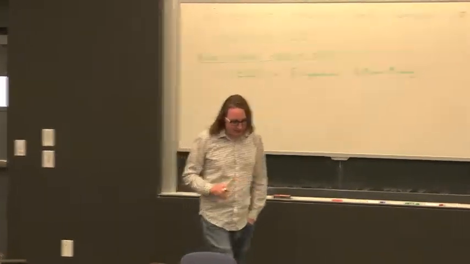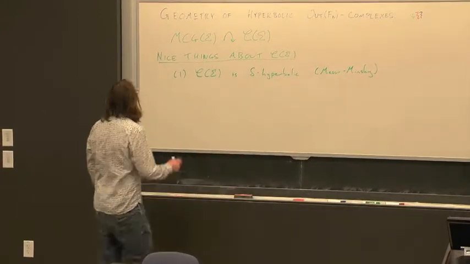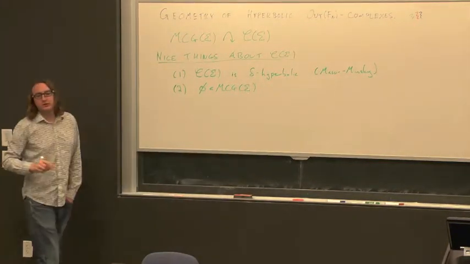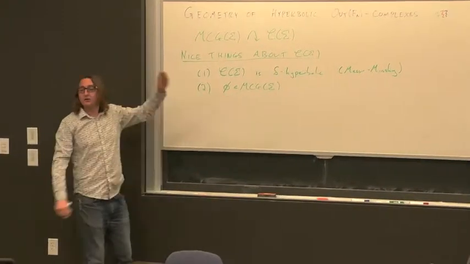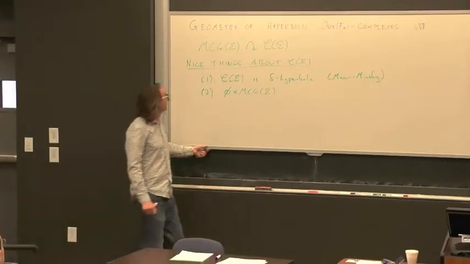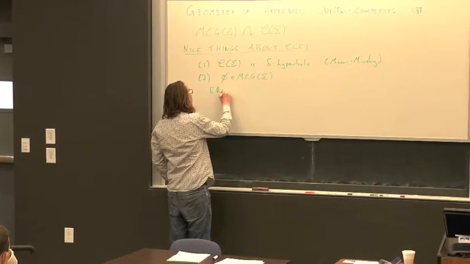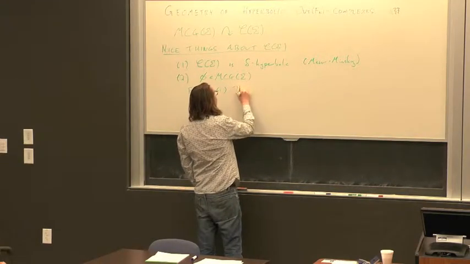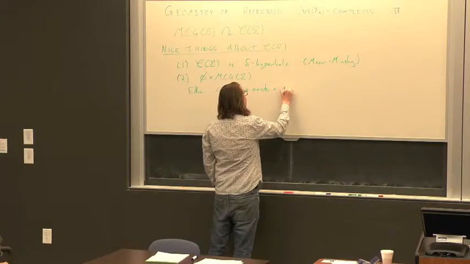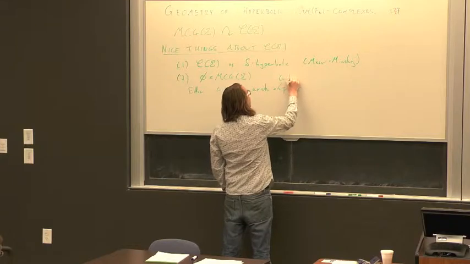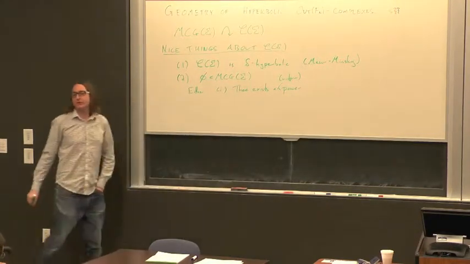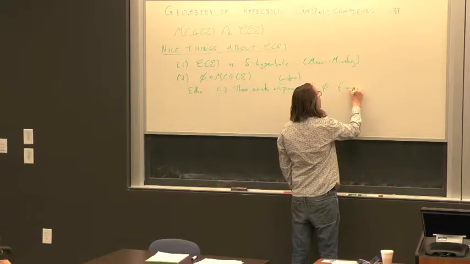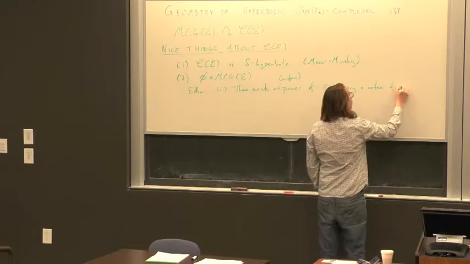Another nice thing: if you take an element of the mapping class group of the surface, you can look at the dynamics of how this element acts on the curve graph. And one of two things can happen. Either the first thing that could happen is that there exists a power, and this is actually kind of uniform, at least for a fixed surface, there is some uniform power of phi fixing a vertex of the curve graph.